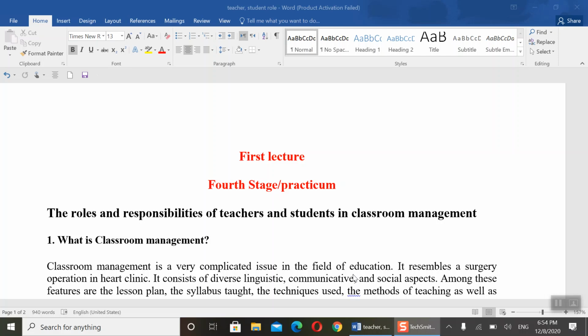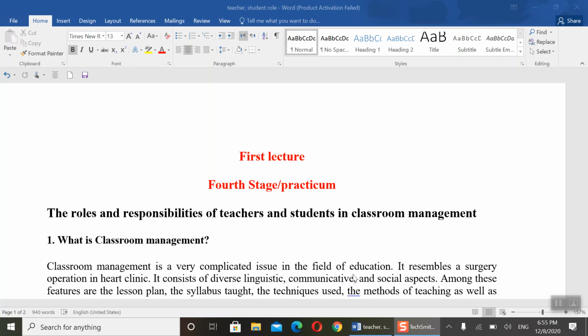Now, the teachers do not know, even the students, they don't know what to do inside the classroom. Some teachers, their role inside the classroom is what? Their role is active, while the role of the student is what? Is passive. The role of the teacher is active, and the role of students is passive. This is the traditional way of teaching.